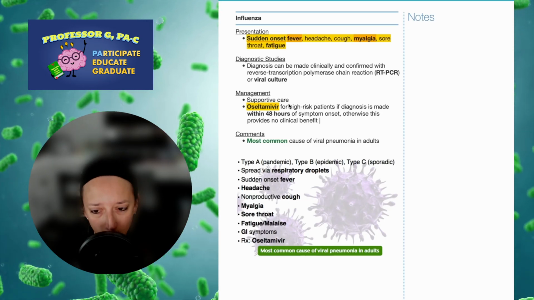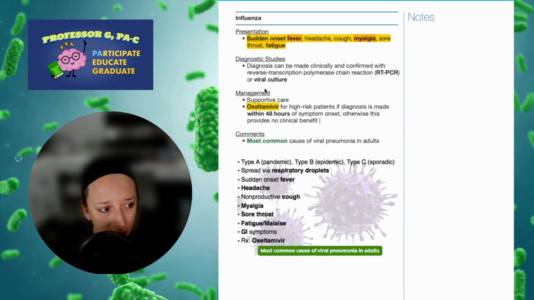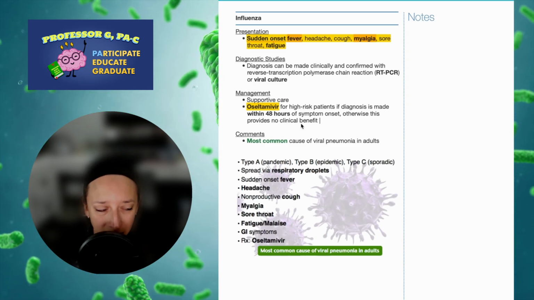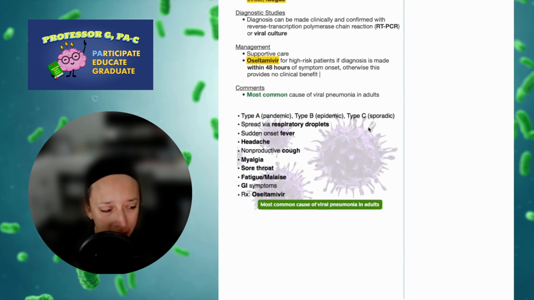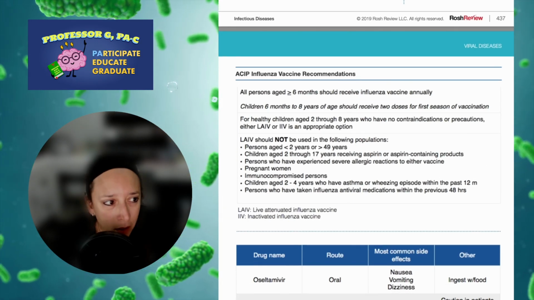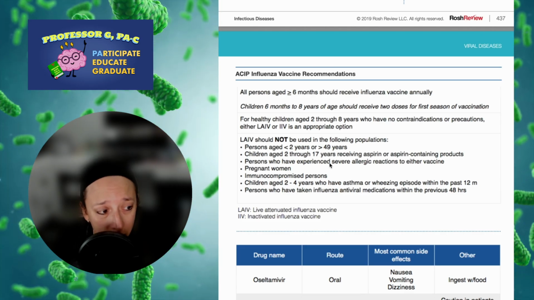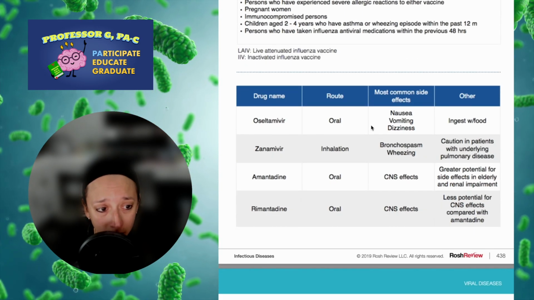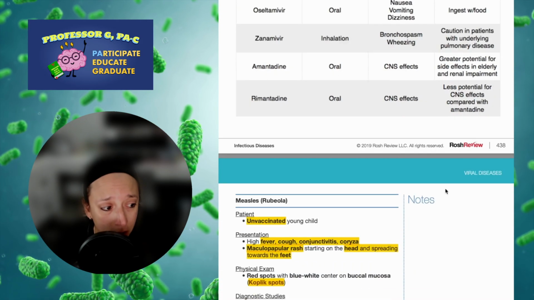Treatment is going to be supportive care mainly. If you have a patient within the first 48 hours and they're higher risk, you can start them on the oseltamivir. Otherwise, it doesn't really provide much benefit after 48 hours. And here's some of the symptoms in a nutshell here. So these are the vaccine recommendations for influenza, who should get them, who shouldn't. And then here's the different drugs that are given for influenza. I see oseltamivir used way most often.